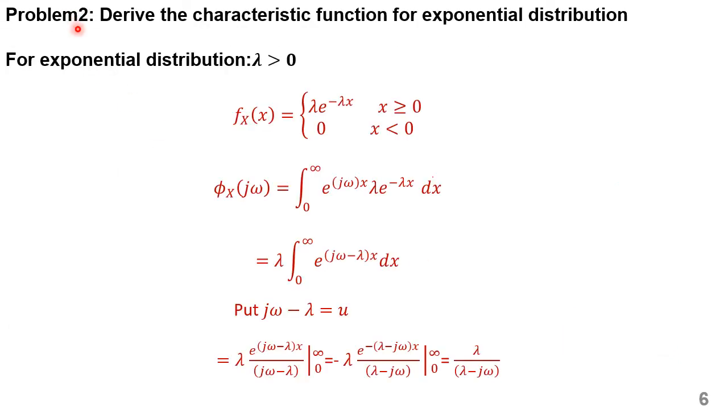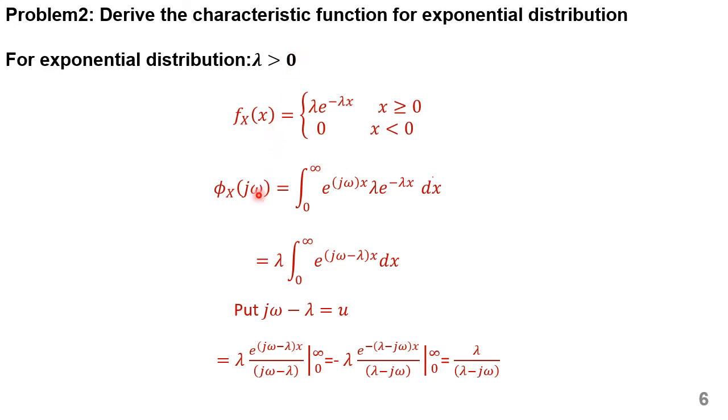Second problem, we need to derive the characteristic function for exponential distribution. For exponential distribution, PDF is defined as lambda into e to the power minus lambda x for x greater than or equal to 0, and it is 0 for x less than 0. And this is defined only for values lambda greater than 0 or positive values.